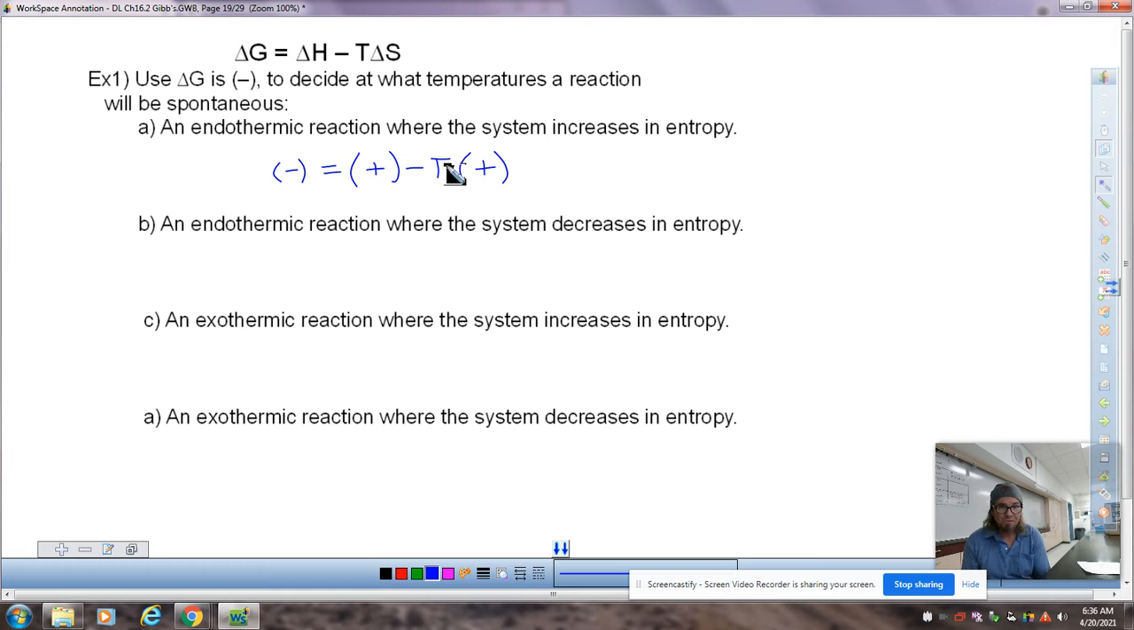Remember, T is a positive value always. It's Kelvin temperature. It's 0 or positive. The only way that this can possibly come out to give a negative answer is if this term is bigger than this term, right? That's how you end up with a negative answer when you subtract. So what that tells us is that this is going to occur when T is relatively large. I can't say that it's going to be large, but we can say that it's got to be large enough that it causes the delta S term to be larger than the delta H term.